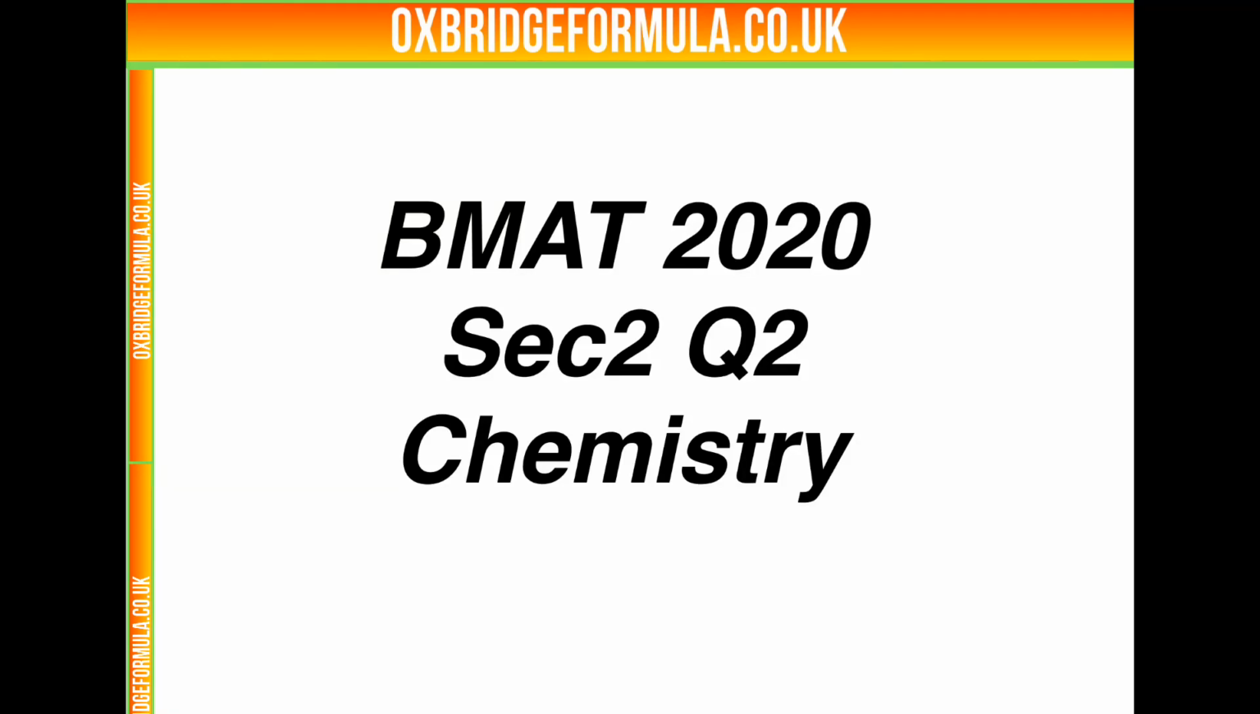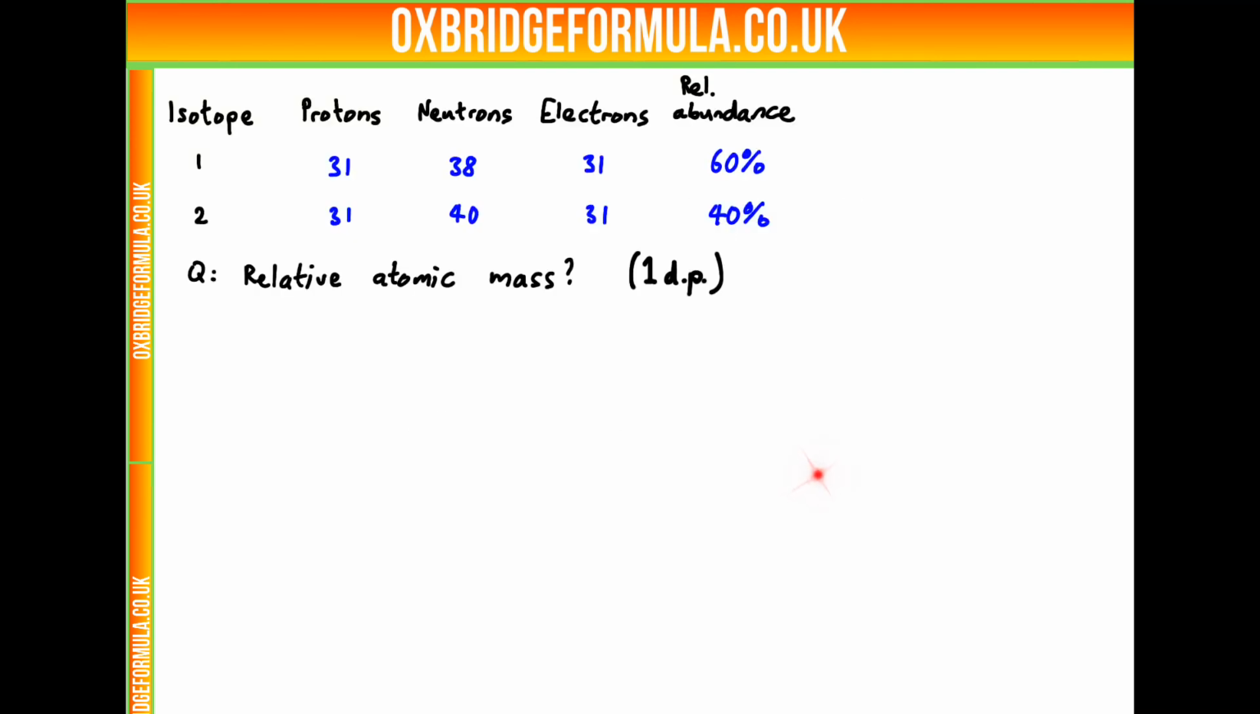This is question 2 on chemistry from section 2 of the 2020 BMAT. So we're told that a particular element has 2 isotopes, and they're given in this table, which includes the numbers of protons, neutrons and electrons, and the relative abundance of each of these 2 isotopes. And so we're asked, based on this table, what is the relative atomic mass of this element sample? And the answers are given to 1 decimal place.